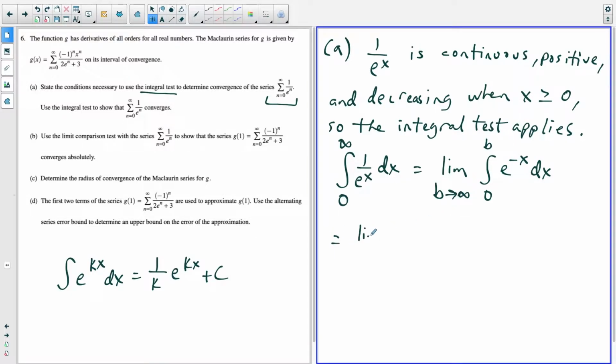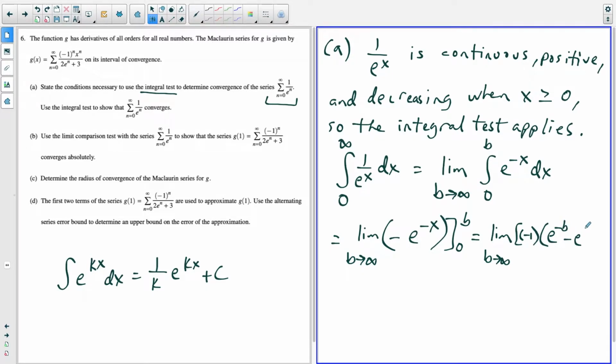So here I could say this is the limit as b goes to infinity. Since this is a definite integral, I don't have to write my plus c, but in this case k is equal to -1. So if I have 1 divided by -1, that's just going to be minus e to the minus x, and our limits are 0 and b. Now to evaluate this, and I'll put this part in parentheses, this is the limit as b goes to infinity of -1, and I'll write the constant on the outside, and then I've got e to the minus b minus e to the 0. So we'll close this parenthesis and we'll close the bracket.